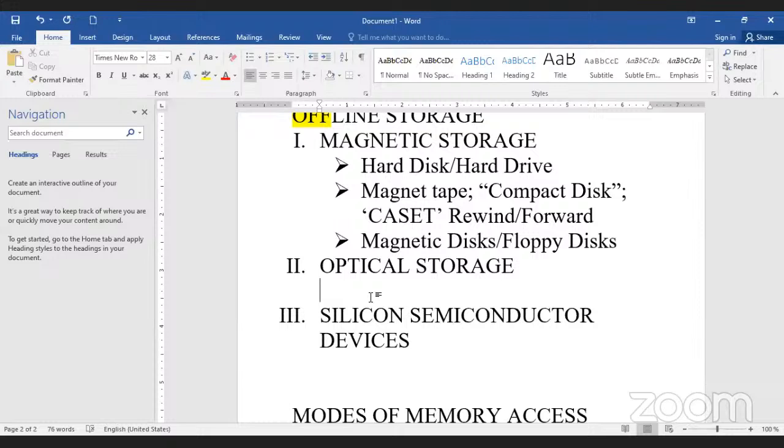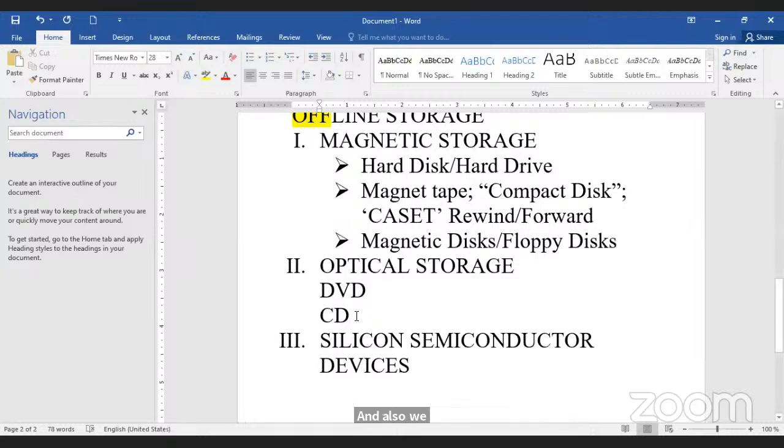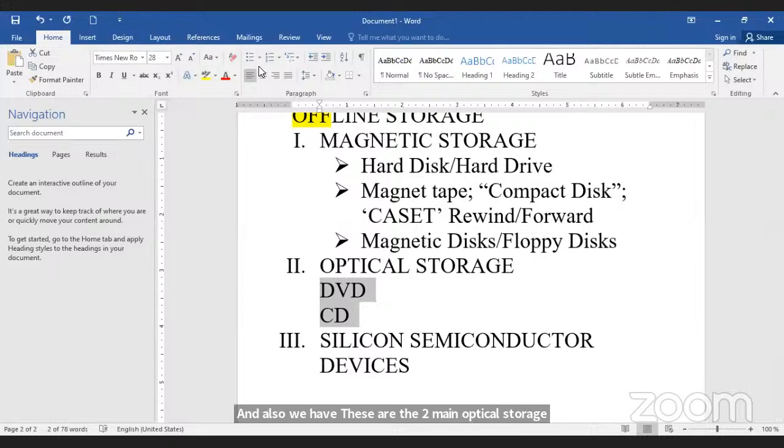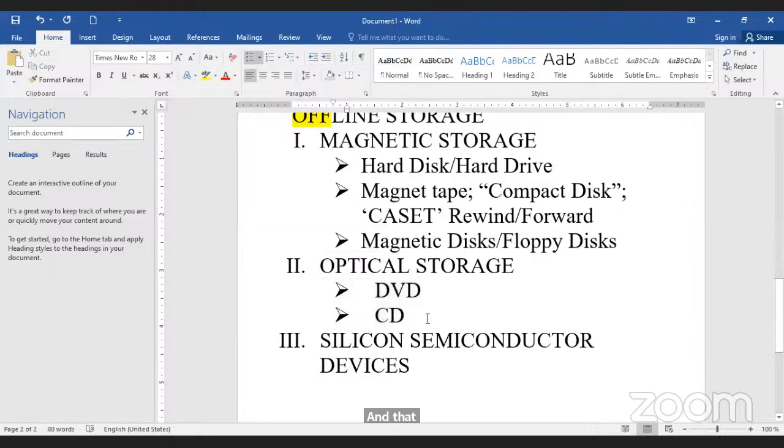So generally we have two. We have DVD, and also we have CD. These are the two main optical storage devices that are available. DVD stands for digital versatile disc, and CD stands for compact disc.